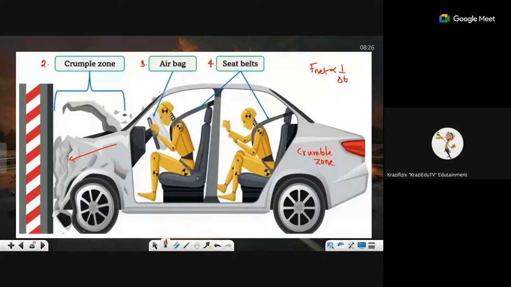Okay. Tokelo is helping everybody. She says, seat belt, arrestor beds, crumble zones. Lovely, lovely. Okay.